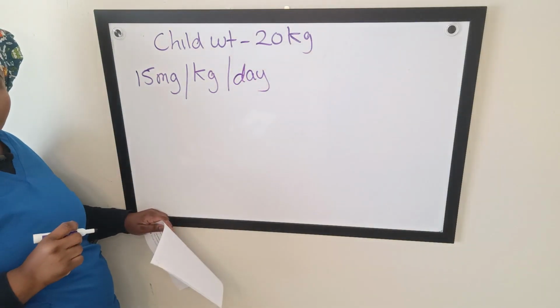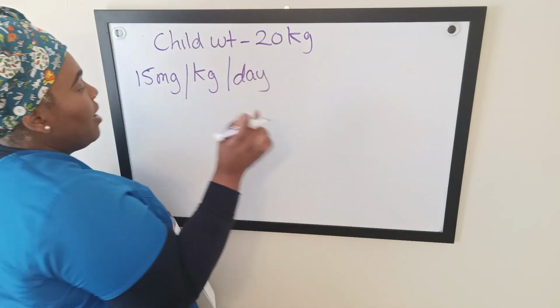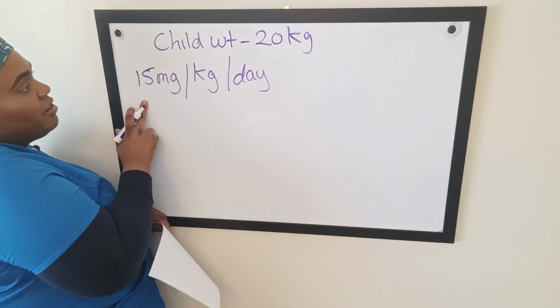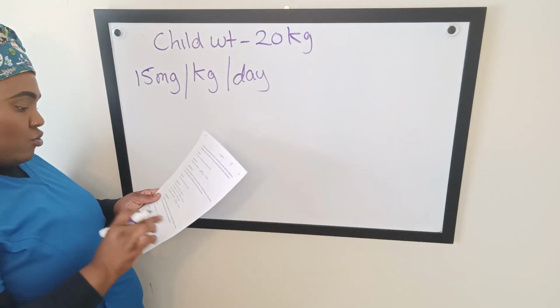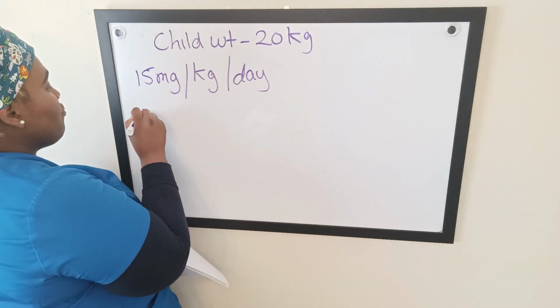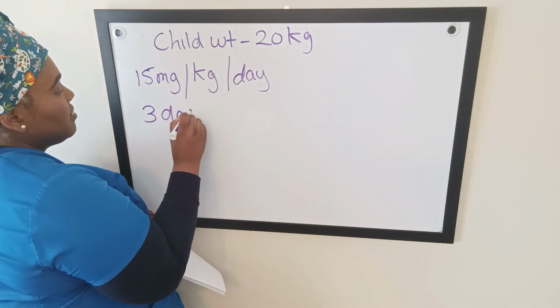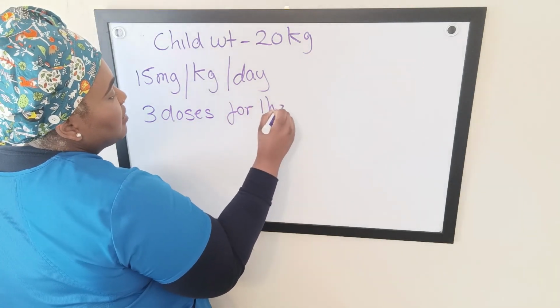All right, so these are the parts that we have so far. The child weighs 20 kilograms. The order is 15 milligrams for every kg per day. We are to divide this dose into 3 doses for the day. So it's supposed to be 3 doses for the day.